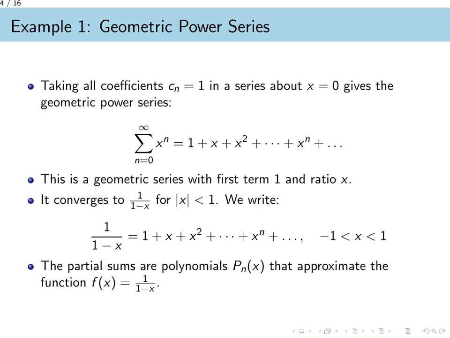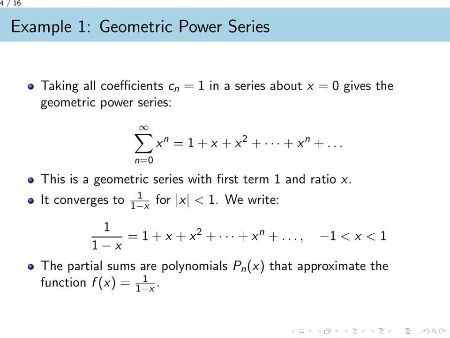Let us explore our first and most important example, the geometric power series, which shows how a simple function can be represented by an infinite polynomial. If we take a power series centered at 0 and set all the coefficients, c sub n, equal to 1, we get the series 1 plus x plus x squared, and so on. This is a classic geometric series with a first term of 1 and a common ratio of x. We already know that this series converges when the absolute value of x is less than 1. Within this interval, its sum is equal to 1 over the quantity 1 minus x.